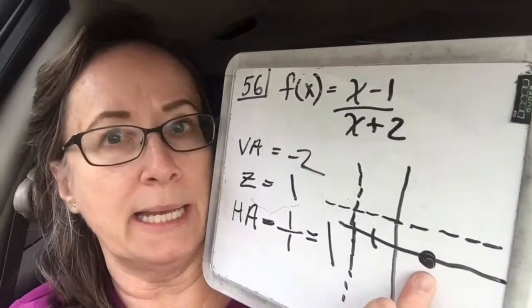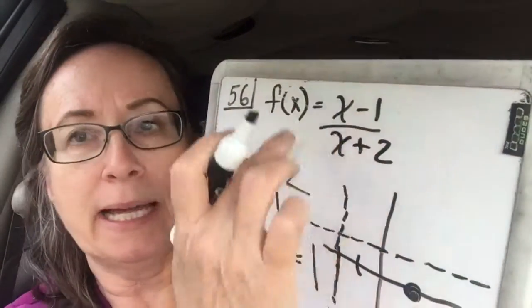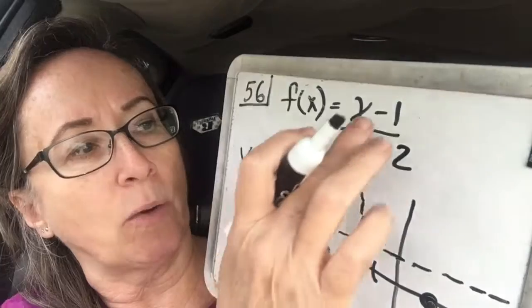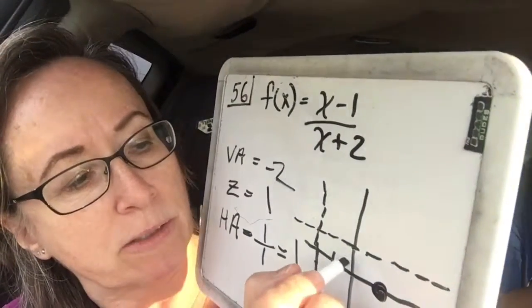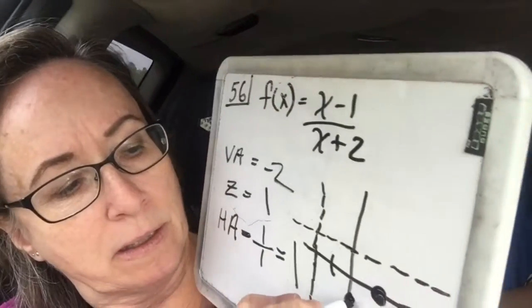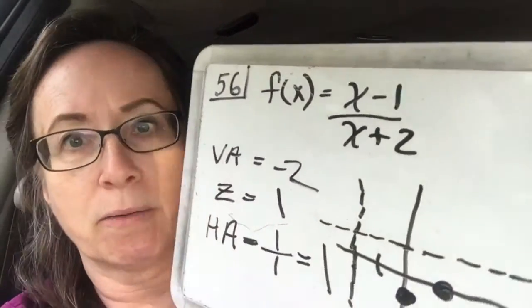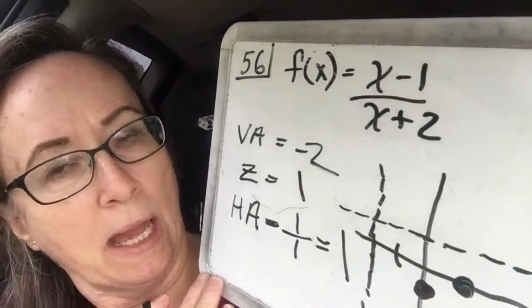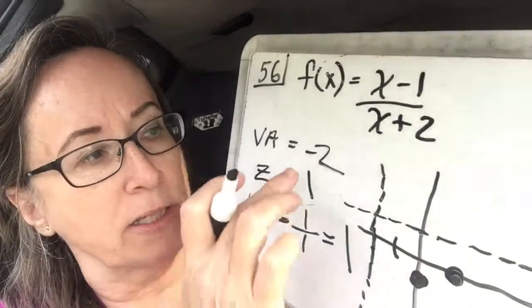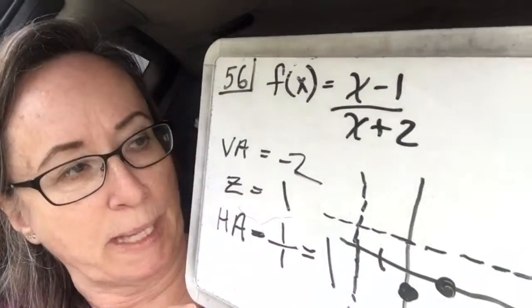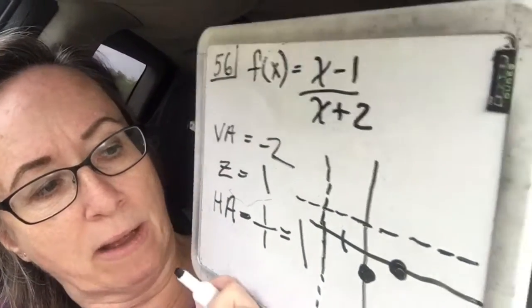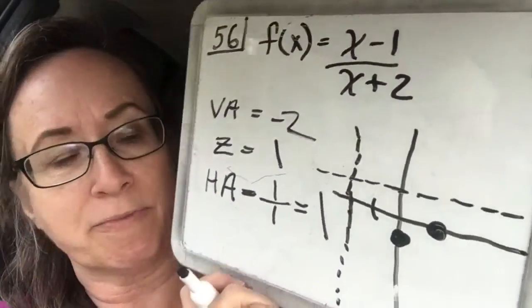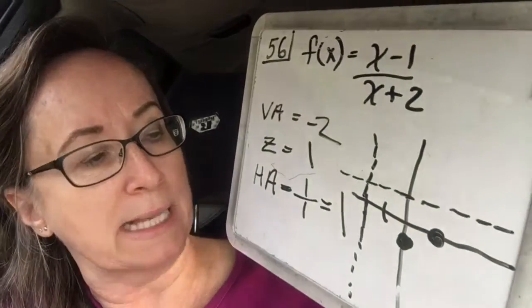Okay, so we have 1 x-intercept. If we plug in a 0, then we get a y-intercept of -1/2. So our y-intercept is -1/2, so we'll put that about right there. Remember, our domain has to do with our vertical asymptote, so we have to exclude -2. But this is pretty simple to graph because I only have 1 vertical asymptote.